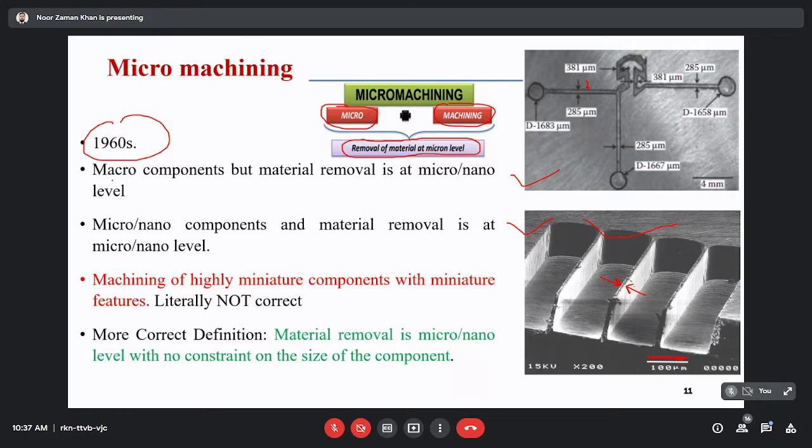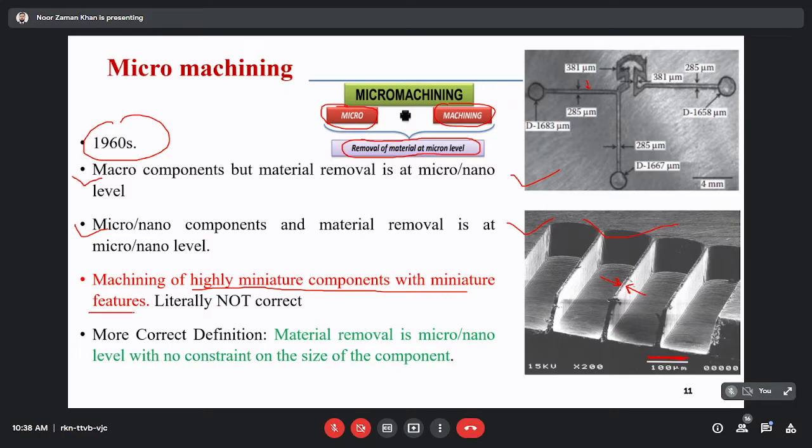It means machining of macro components, but material removal is at micro or nano level. Or we can say machining of micro or nano components, and the material removal is at micro or nano level. But generally, there is a notion that micro machining deals with machining of highly miniature components with miniature features. What is spread in the market is that micro machining is nothing but machining of highly miniature components with miniature features, which is literally not correct.